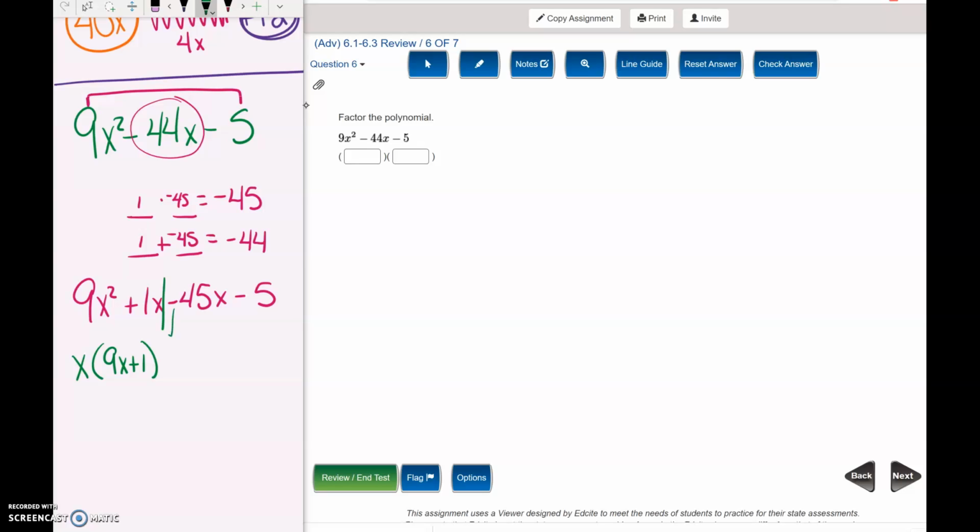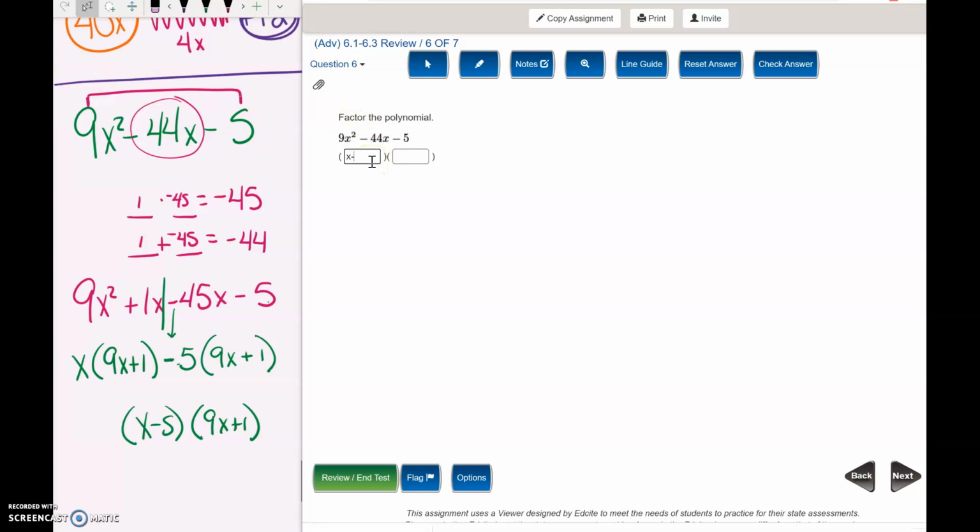-45x and -5. The first thing is you have to drop that negative down, and they have 5 in common. -45x divided by -5 is positive 9x. -5 divided by -5 is positive 1. So our factored form is x minus 5, 9x plus 1. Okay, so x minus 5 and 9x plus 1. Notice I didn't use any spaces, nothing crazy.